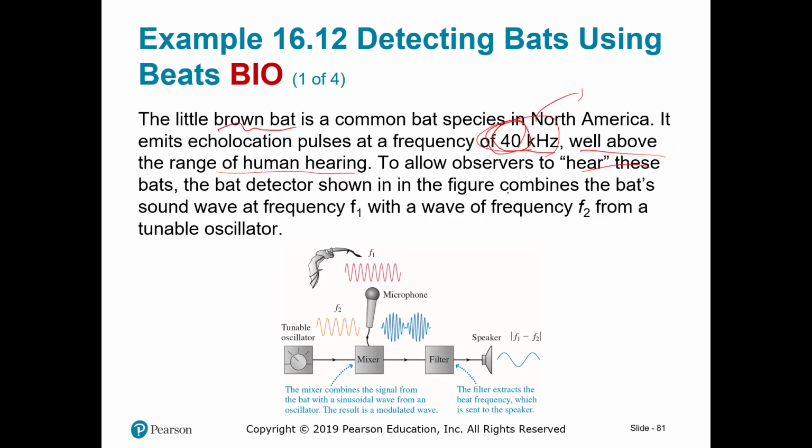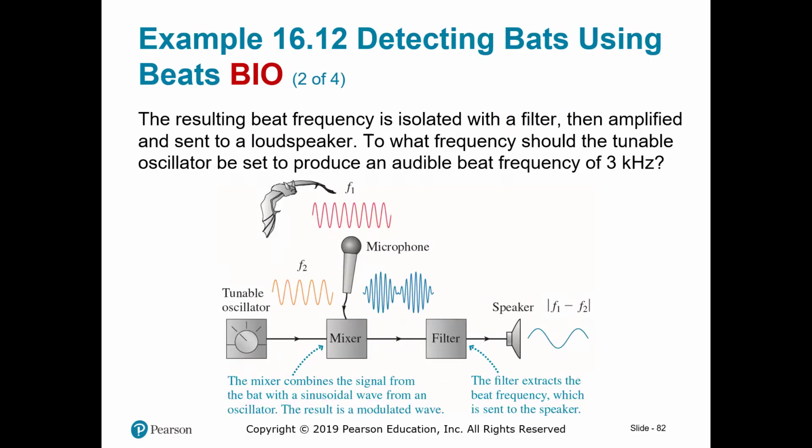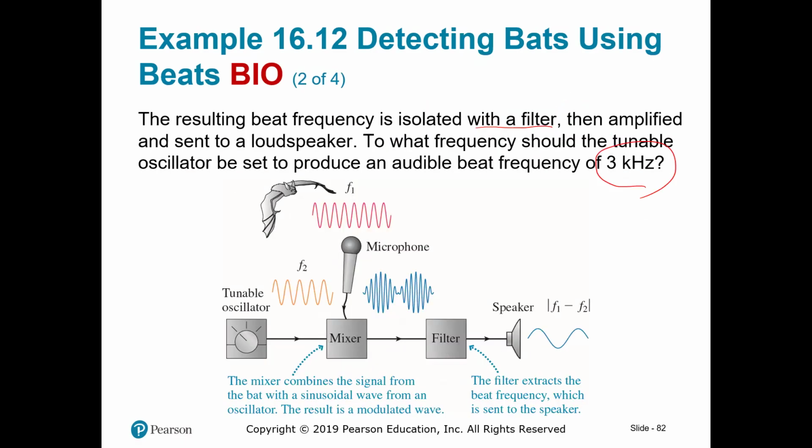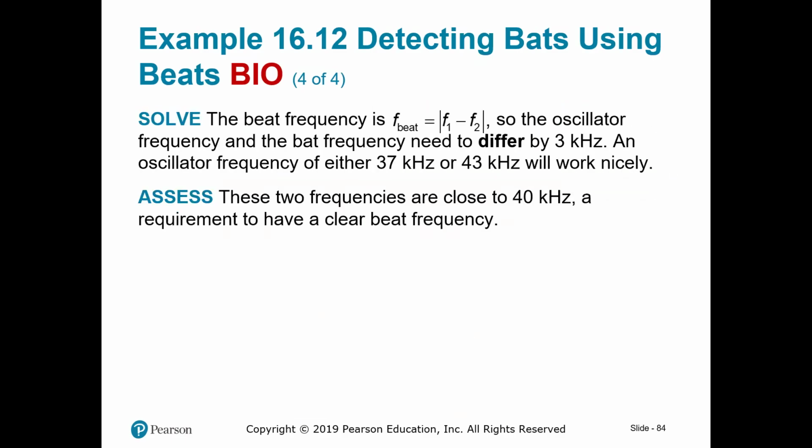So you can see the beat frequency: loud sound, low sound, loud sound, no sound, instead of directly hearing this sound. The resulting frequencies are also related to the filter, and the beat frequency is 3 kilohertz. So what do you need? Because the original sound is 40 kilohertz and the beat frequency is 3 kilohertz, you can have either 37 or 43.